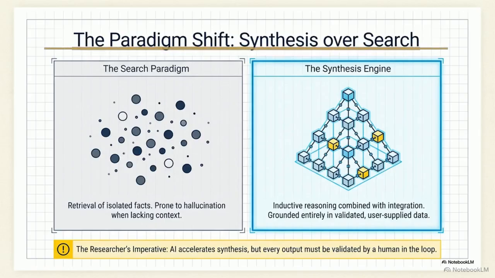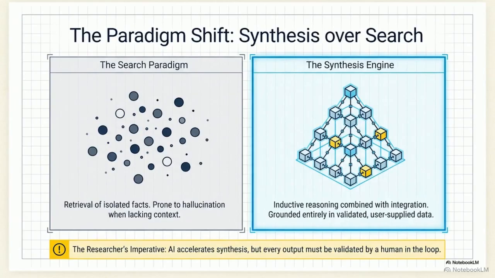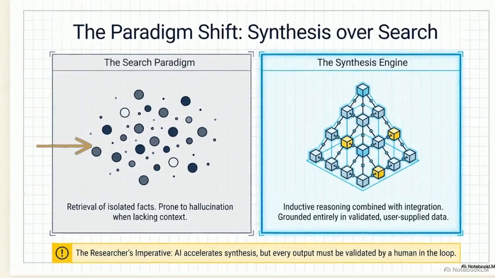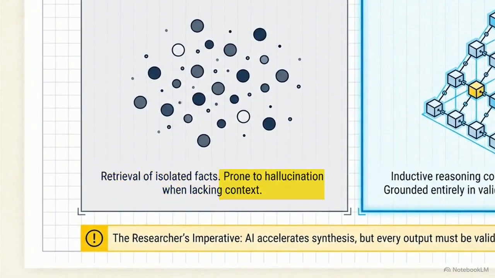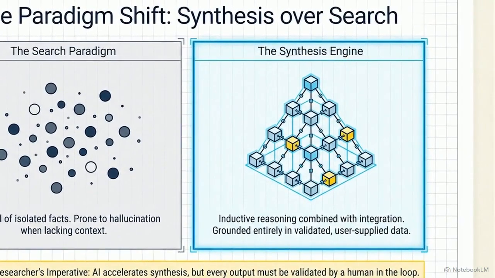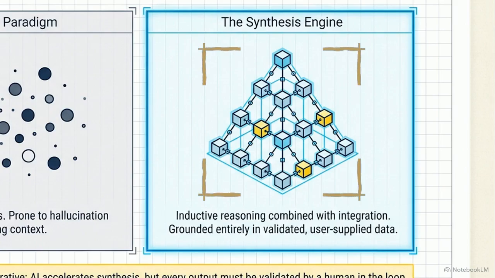This diagram maps the functional difference between a system that fails academic rigor and one that supports it. To operate safely, a model must function as an engine for integration rather than a tool for simple retrieval. On the left, the traditional search paradigm pulls isolated, disconnected facts. Without a broader context to ground the logic, the model often invents connections to fill the gaps between these points. The right side illustrates a synthesis engine. It applies inductive reasoning to a specific set of user-supplied data, integrating complex variables into a verifiable, interconnected structure.